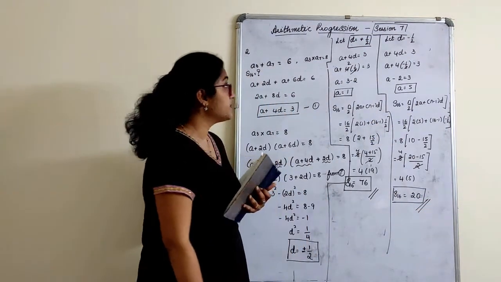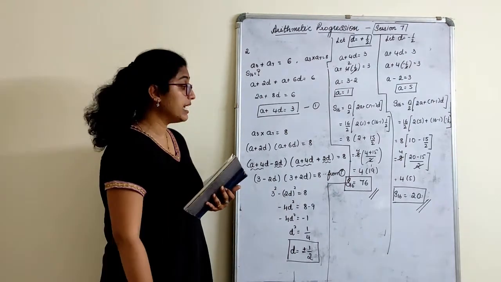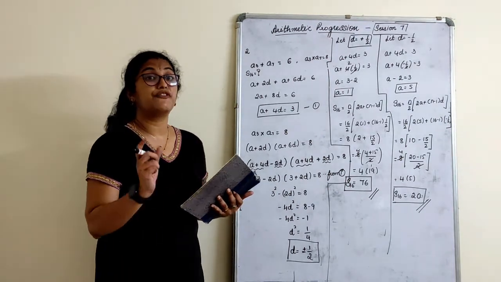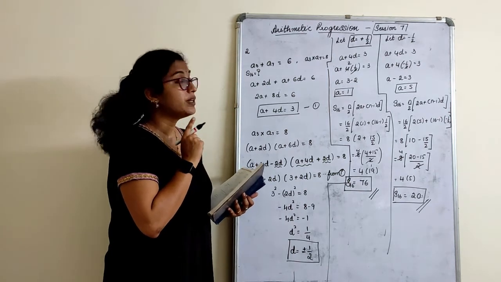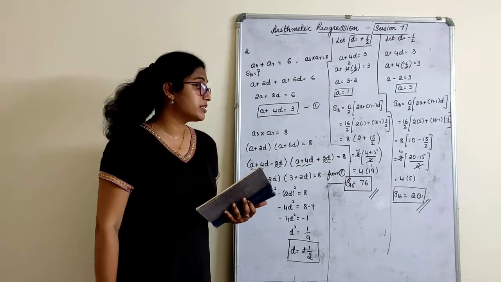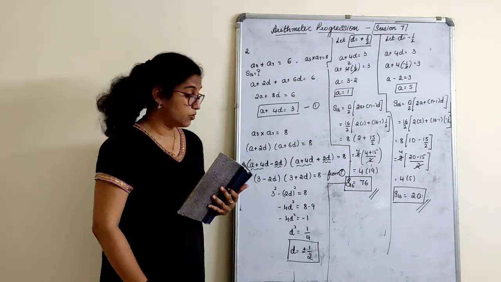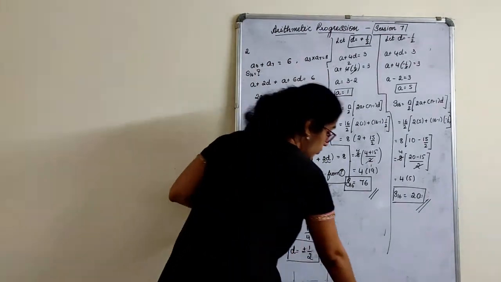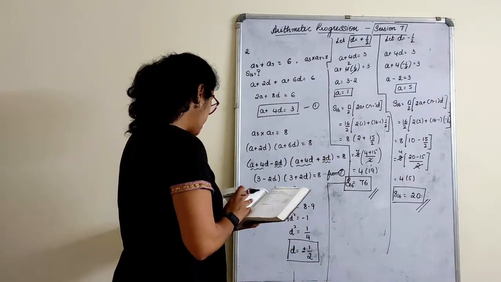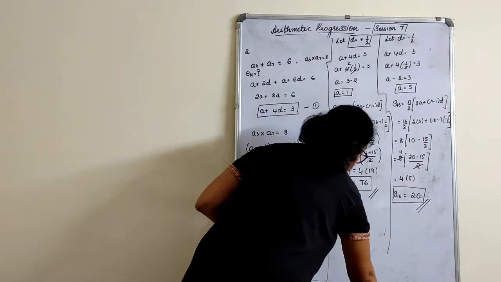So when D is plus 1 by 2, A is 1. S16, the sum of the first 16 terms, is 76. When D is minus 1 by 2, A is 5 and the sum of the first 16 terms is 20. So this is the main thing you have to do, right? Plus or minus. Quite a lengthy sum. So we'll quickly move to the next one.